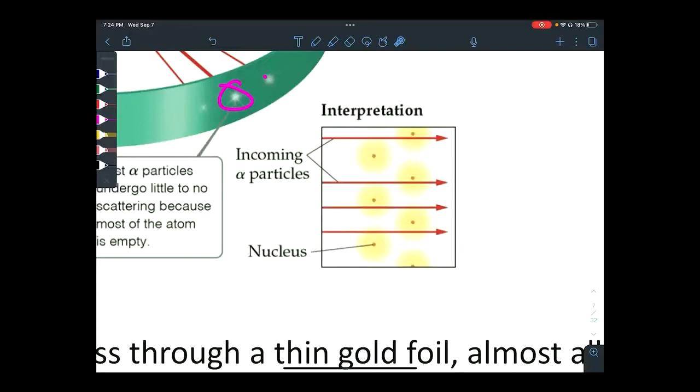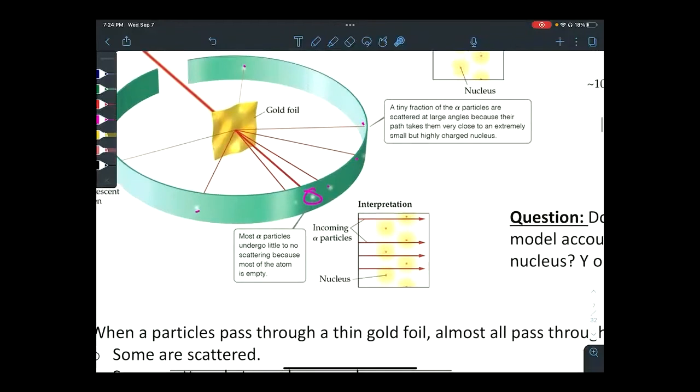Do you agree with that? Like 99% of the alpha particles went straight through the foil. So he's saying atoms are mostly empty space. Okay, so that's good to understand. I feel like we can understand that.